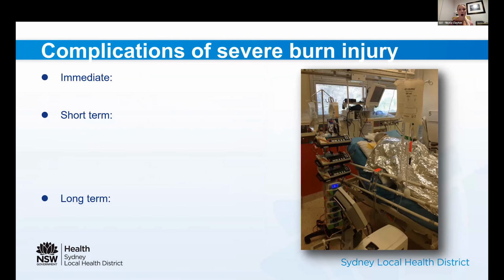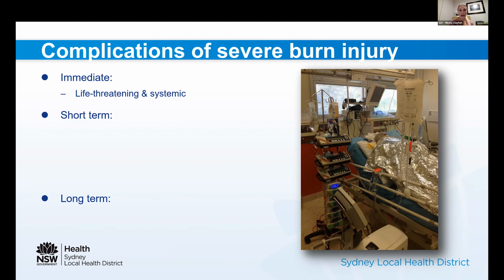Okay, so what are some of the complications of severe burn injury? Now, this is an image from our intensive care unit. This is one of my patients. Clearly, they're hypothermic. One of the mechanisms is the loss of the cutaneous tissue. Obviously, these patients have trouble regulating their body temperature. So our immediate complications of severe burn injury not only can be life-threatening, particularly in impending airway compromise, but we also have systemic injuries or considerations as well, which I'll talk about in the next slide.